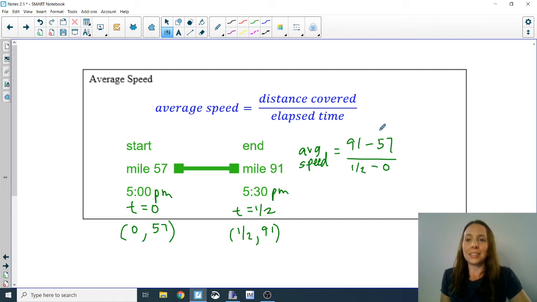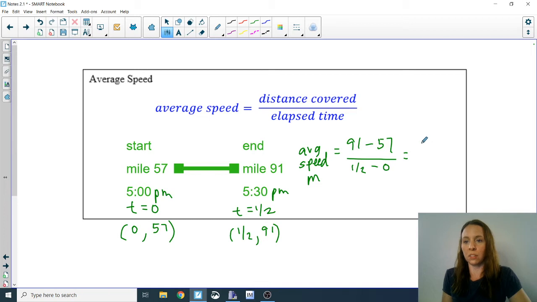What is this? A difference in a numerator and a difference in a denominator, a quotient of differences. That's called slope, right? y2 minus y1 over x2 minus x1. That's what you're doing here. Okay, let's finish the calculations.